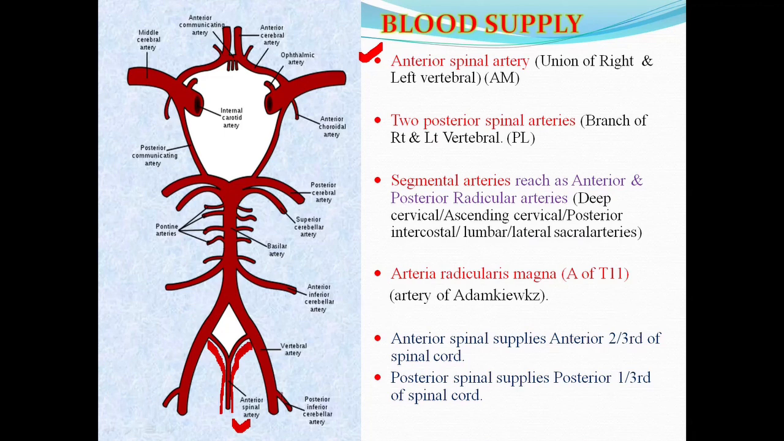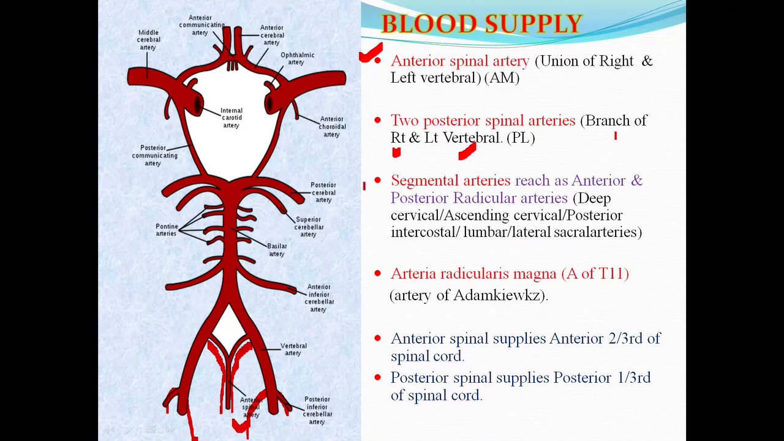Likewise, we get a blood vessel from both the right vertebral artery and the left vertebral artery. We get some branches on both sides and they descend down as posterior spinal arteries. So there are two posterior spinal arteries, branching from the vertebral arteries.